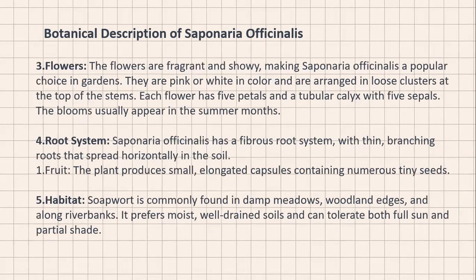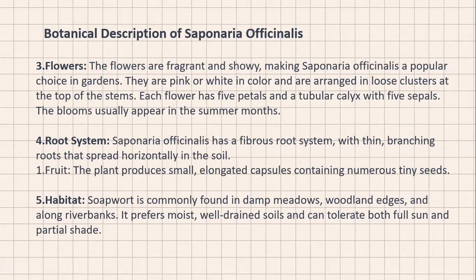The flowers are fragrant and showy, making Saponaria officinalis a popular choice in gardens. They are pink or white in color and are arranged in loose clusters at the top of the stems. Each flower has five petals and a tubular calyx with five sepals. The blooms usually appear in the summer months.